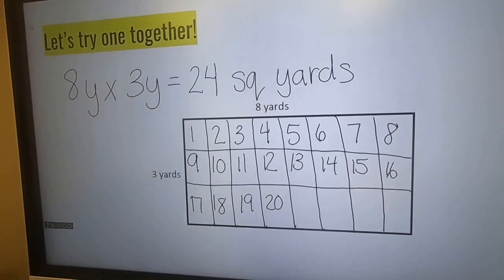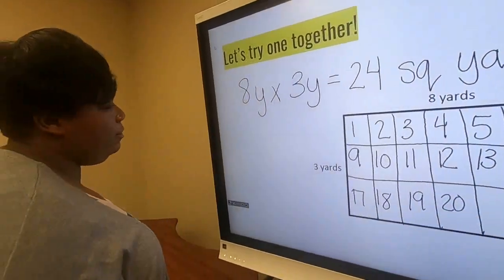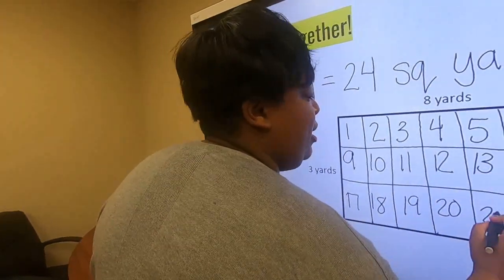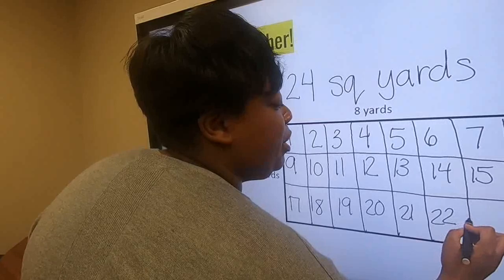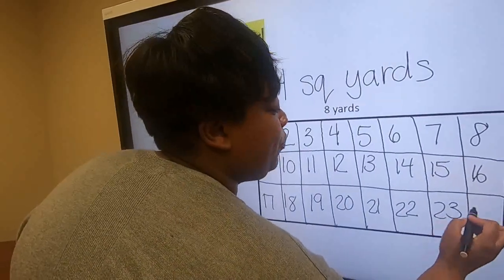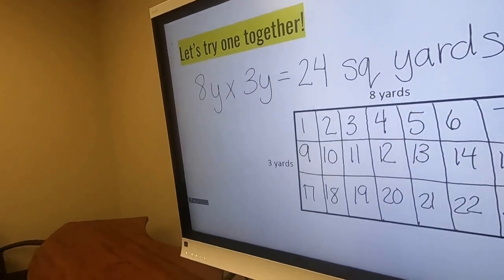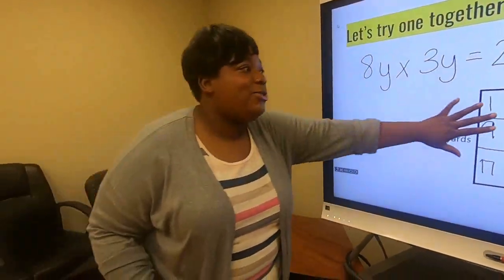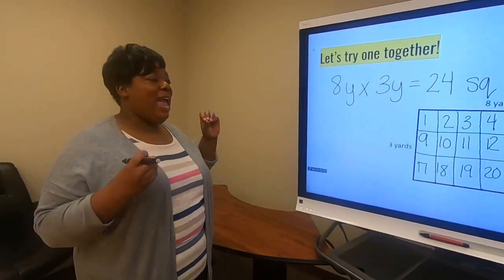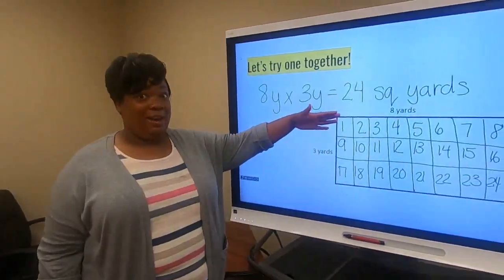Whew, now we see why we don't want to count those squares. Let's keep going. 21, 22, 23, 24. So boys and girls, you should see that when we numbered our squares, we got the same answer as we did when we multiplied, okay?